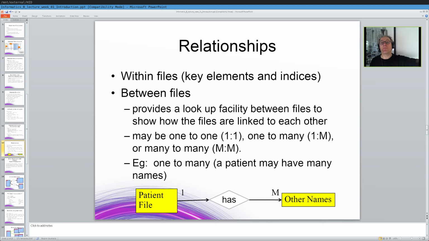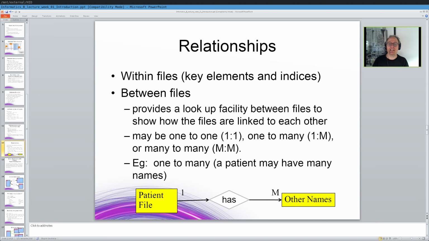For example, a person has multiple appointments. We can't have them both in the same table because you're going to have one person and many appointments. You can't do that. So you need to have them in separate tables. And because you have to have them in separate tables, you need to have a relationship between the tables to keep them connected together.